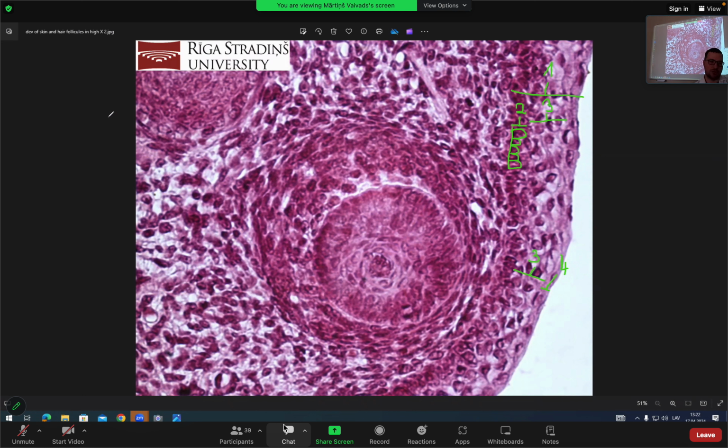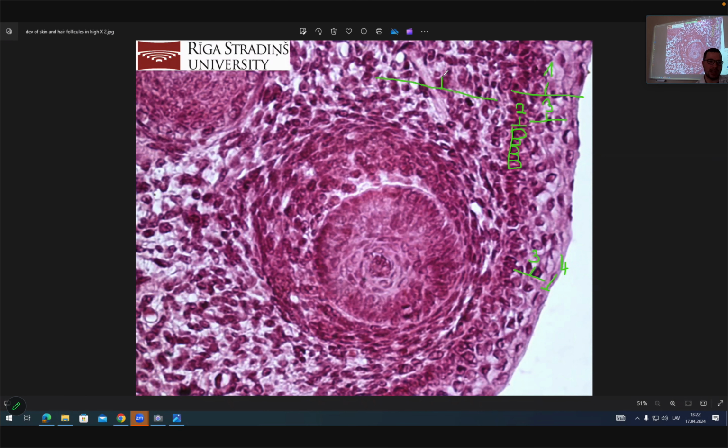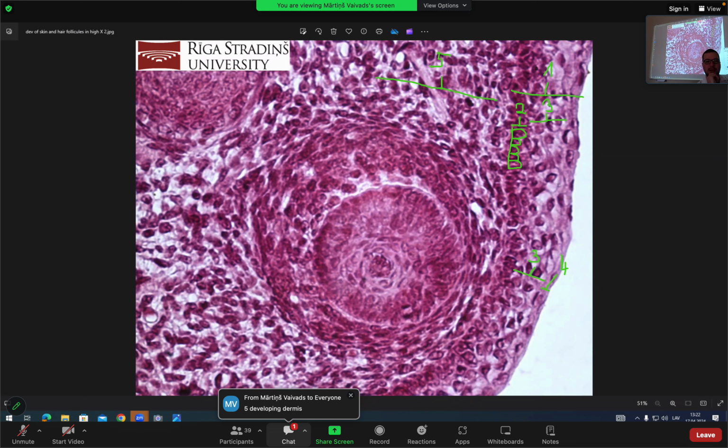Second, the connective tissue. Here, this shows, again, developing dermis. So number 5, developing dermis. Developing dermis also appears here. And if you write mesenchyme, that's also a valid answer. So connective tissue, where skin connective tissue will form, developing dermis, developing mesenchyme. Similar to the previous slide. And this whole structure, developing hair follicle. So number 6, developing hair follicle.